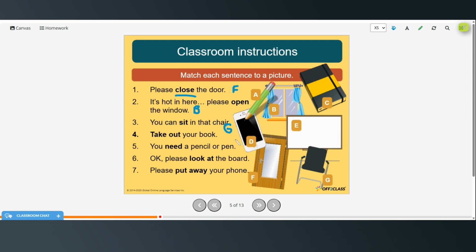Take out your book. That's picture C. You need a pencil or pen. It's picture A. Okay, please look at the board. Picture E. And please put away your phone is picture D.